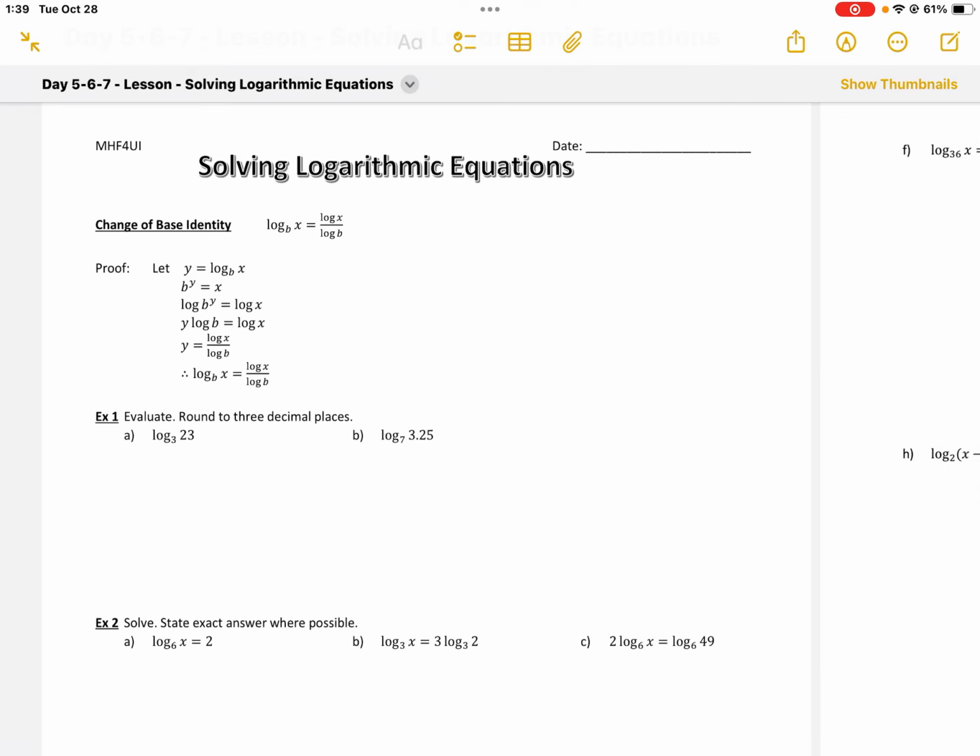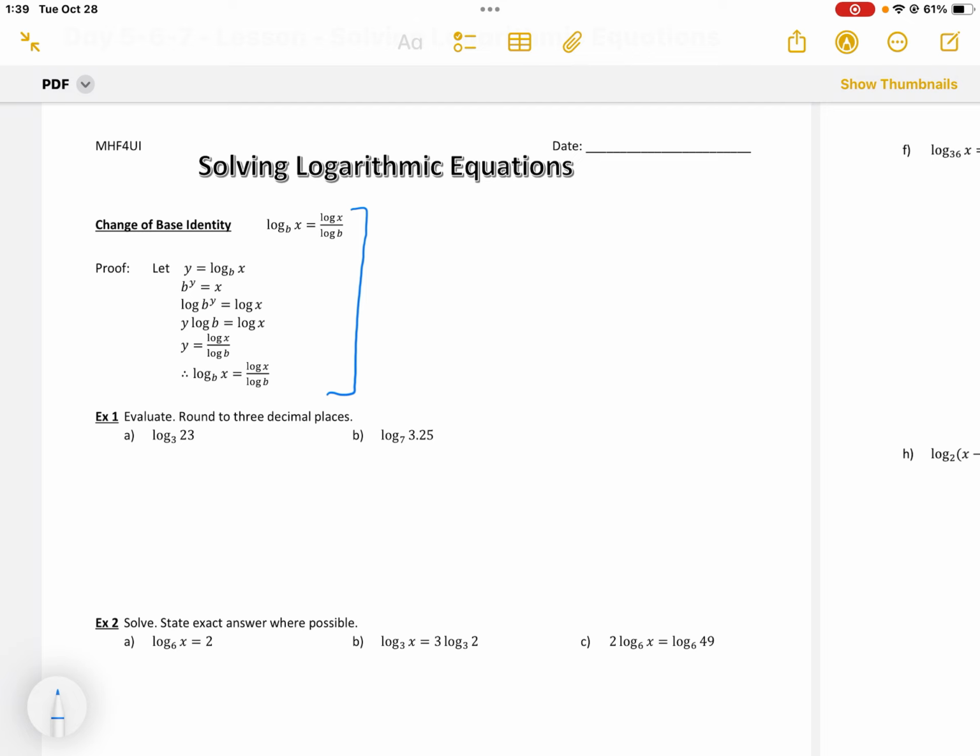This video goes over how to solve logarithmic equations. At the top, here's an example of something called the change of base identity, which is how you can address equations where the base is different numbers. If the bases are different numbers, then all of the log properties don't apply, which might be why you would need to change the base.